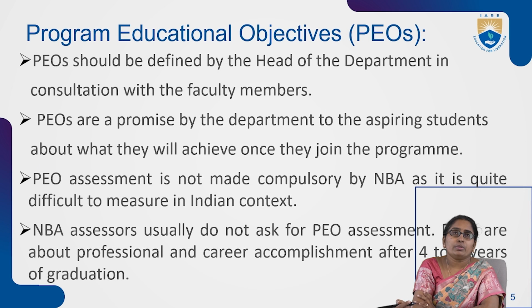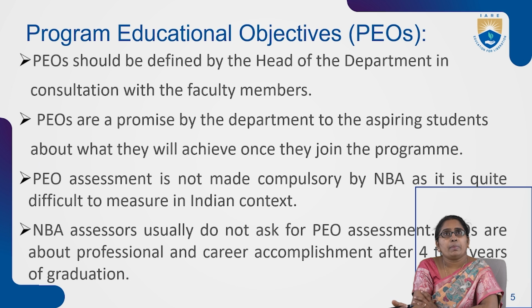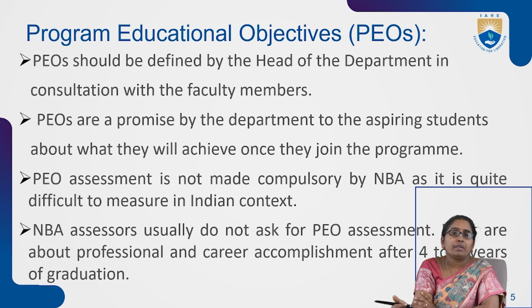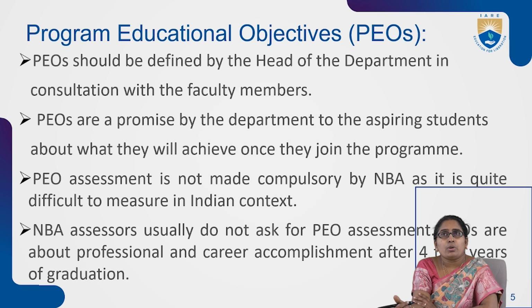So first we see about program educational objectives, PEOs. Basically, the PEOs should be defined by the head of the department in consultation with the faculty members. So PEOs are basically prepared by the head of the department of that particular branch, that may be CSE or EEE and so on, in consultation with their faculty members.